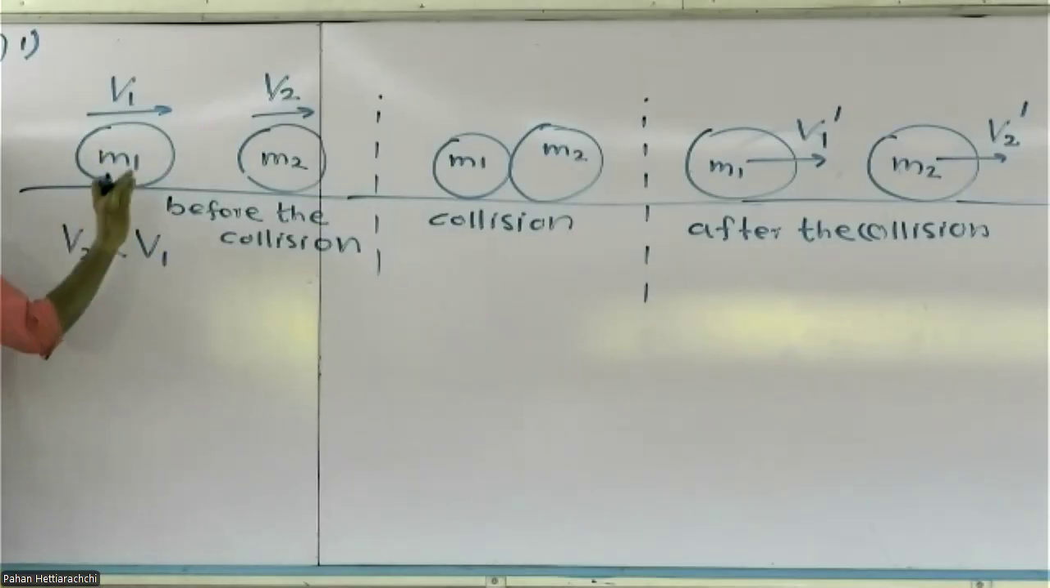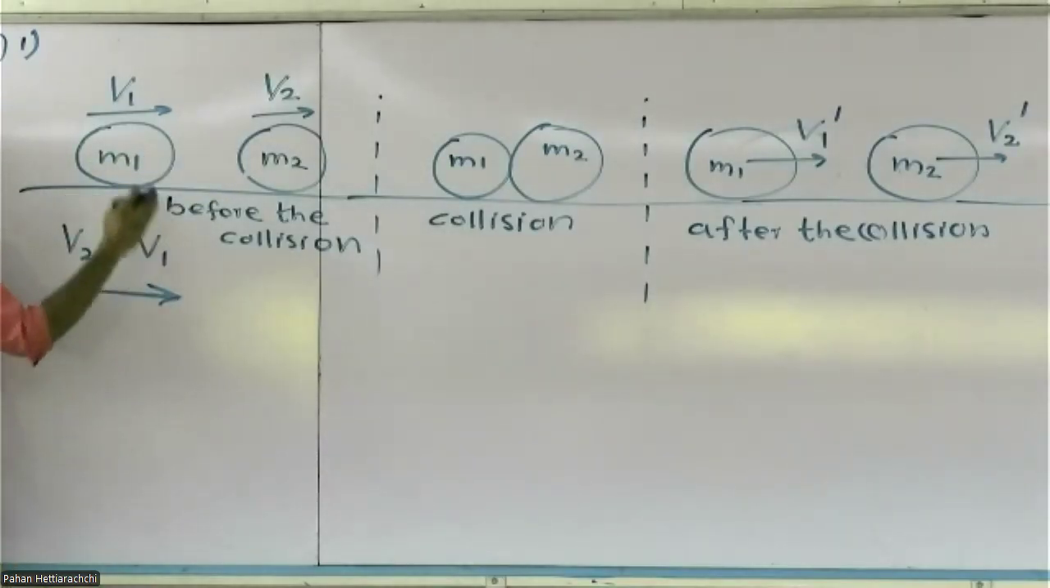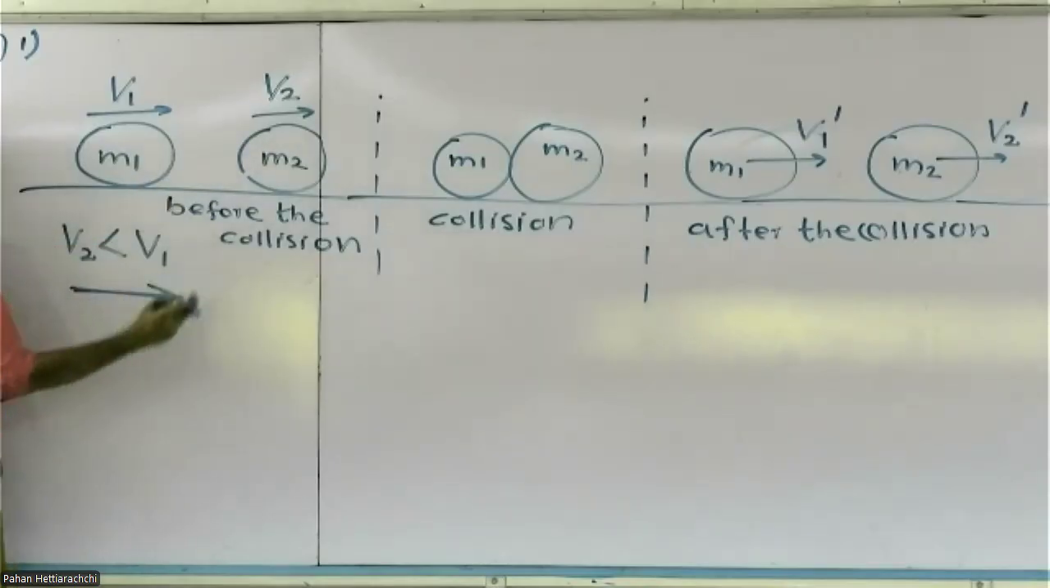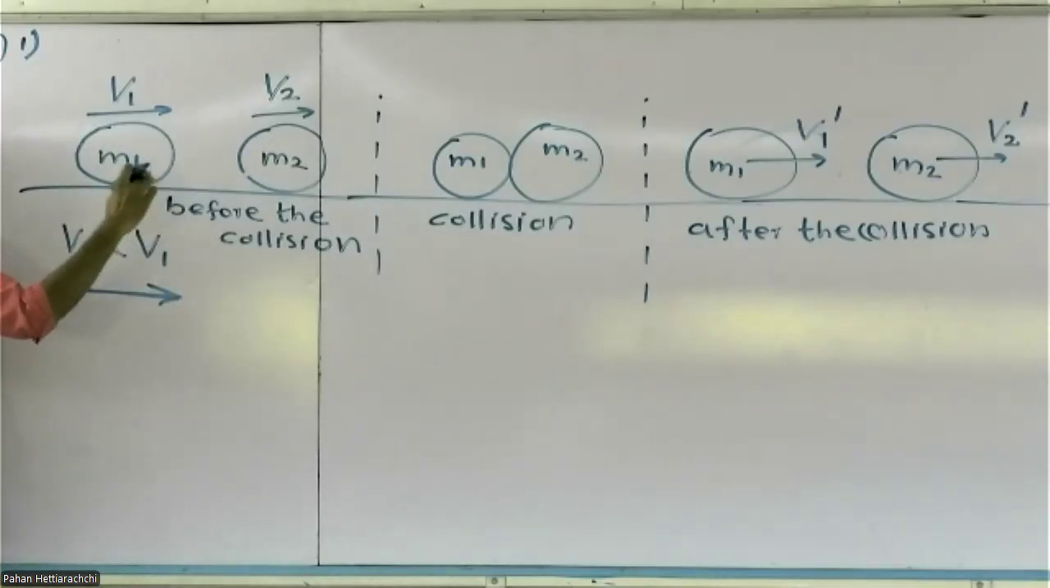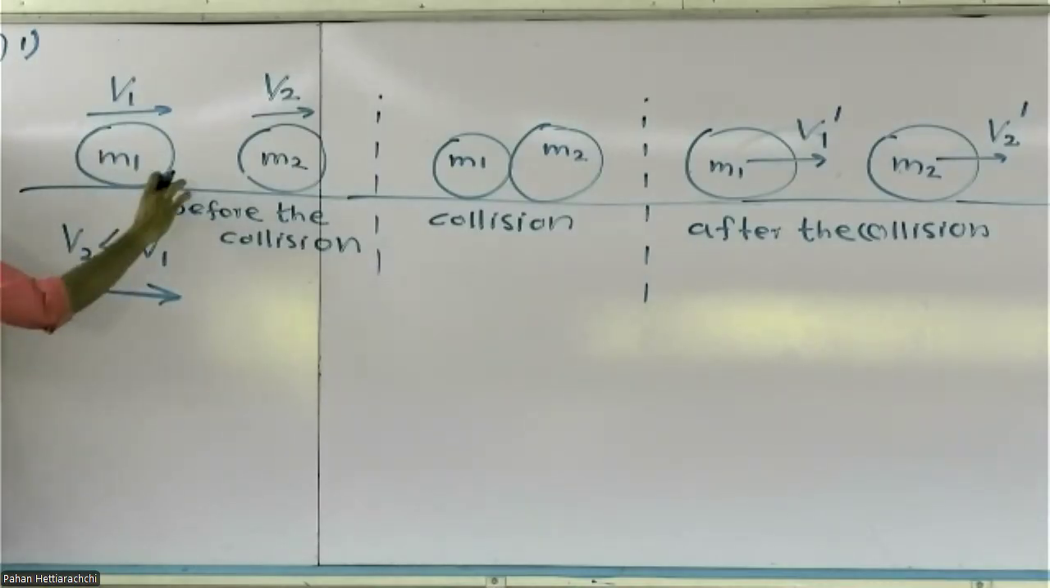So if the momentum is conserved, the F should be 0. F is the external resultant force. It should be 0. So if I am applying the conservation of momentum in the horizontal plane, the horizontal forces should be 0. So this should be a smooth surface.